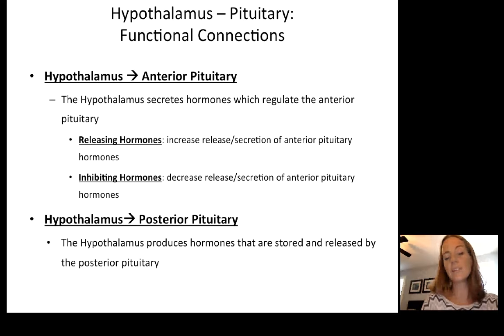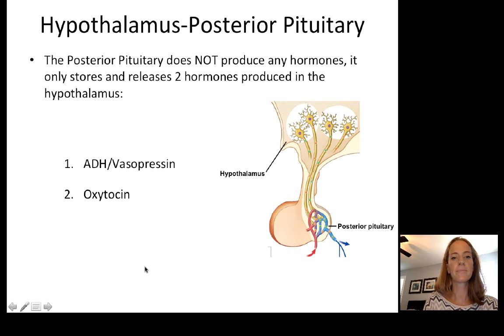Inhibiting hormones are the manager telling the assistant manager, nope, don't send instructions yet. That's going to decrease the release or secretion of other hormones. The hypothalamus to posterior pituitary is a simple production and storage relationship. So let's do the hypothalamus to posterior pituitary because that's the easiest one.